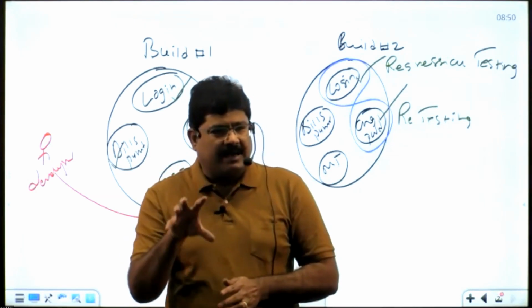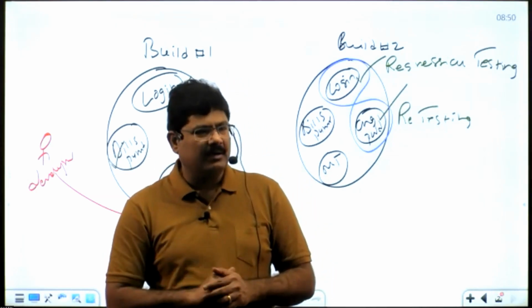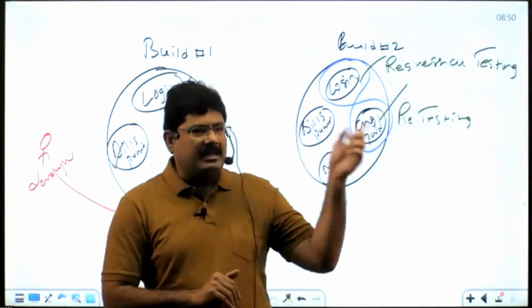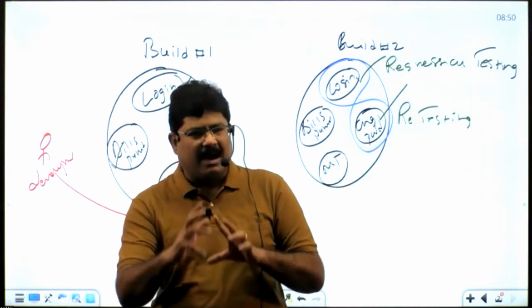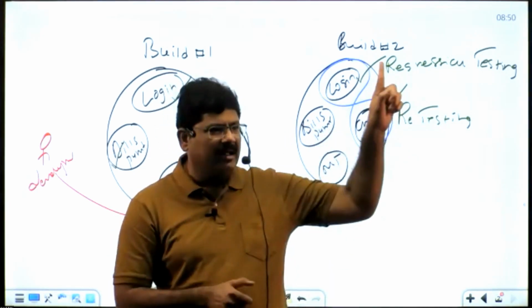Testing whether the reported problem is correctly rectified or not is called retesting. Testing the other features which may get affected because of the changes made is called regression testing.